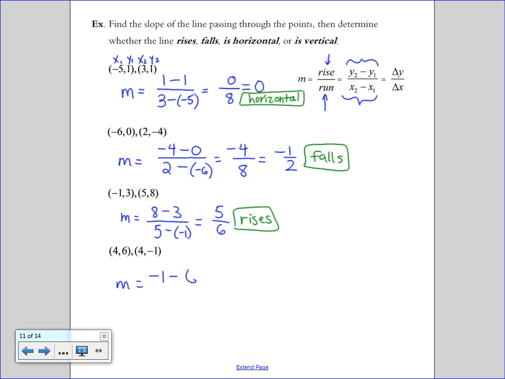Negative 1 minus 6 on the top, second y value minus the first. 4 minus 4 on the bottom. When you see 0 on the bottom of a fraction, if you try to take out a calculator and actually divide it, negative 7 or anything divided by 0 will give you an error on your calculator. So to fully simplify a fraction that has 0 on the denominator, you write equals undefined. And then, of course, that means that this line is a vertical line. Vertical lines are those ones where slope is non-existent. It is undefined.